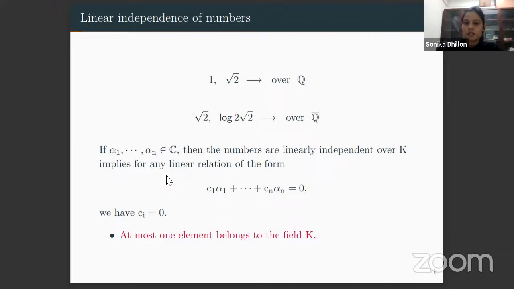But suppose I take two numbers, say root 2 and root 3. These are linearly independent over the field of rationals, but in this case both numbers are irrational; none of them belongs to the field of rational numbers. Similarly, just as we have the notion of linear independence of vectors, we have linear independence of numbers also. If you consider a set of n elements, alpha 1 to alpha n, and we say that these numbers are linearly independent over the field K, that means they do not satisfy any non-trivial relation of this particular form, where the Ci belong to the field K. That is the definition of linear independence of numbers.